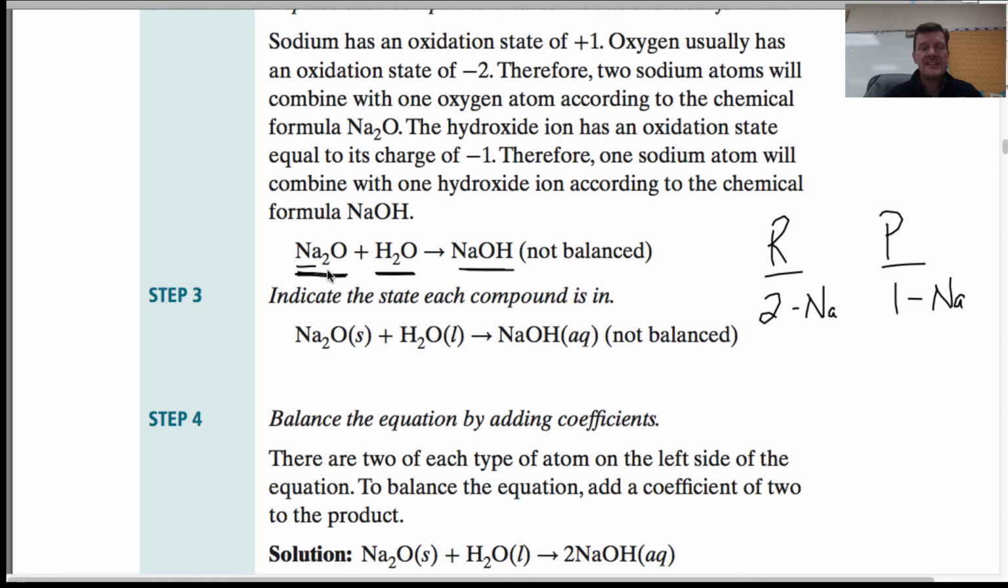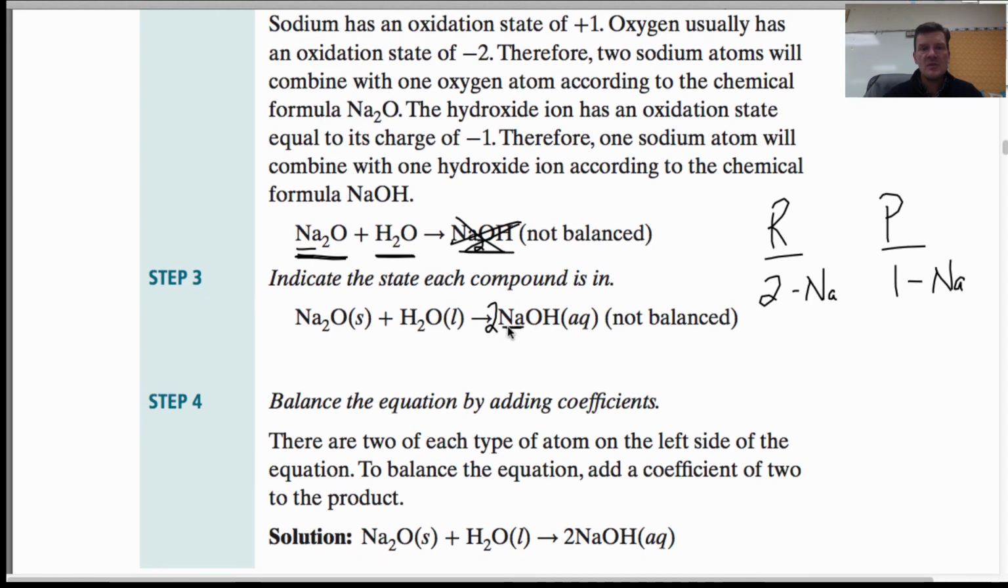So I'm going to put a 2 in front of this entire compound, the sodium hydroxide. Why? Because I need to double the sodium. But I can't double it by changing the formula. You can't just put a 2 there for sodium. No, no, no. That changes that whole formula. You can only double something by putting a coefficient in front of it once you have the correct formula. So now I just wrote 2, which means I have 2 of these.